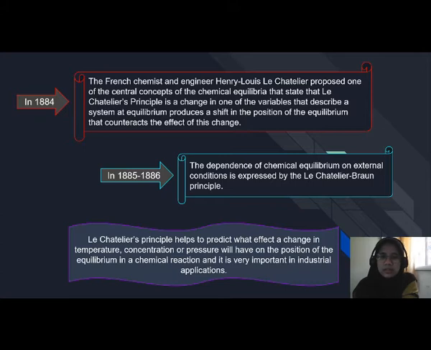And then the dependence of chemical equilibrium on external conditions is expressed by the Le Chatelier-Brown principle in 1885 until 1886. So, Le Chatelier's principle helps to predict what effect a change in temperature, concentration, or pressure will have on the position of the equilibrium in a chemical reaction, and it is very important in industrial applications. That's all for me. Thank you.